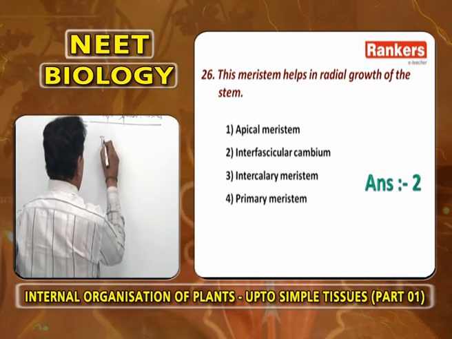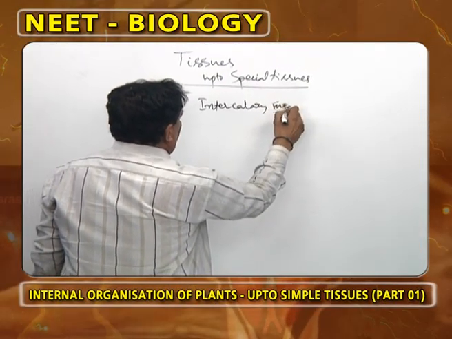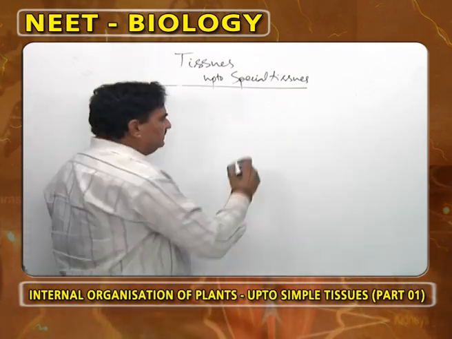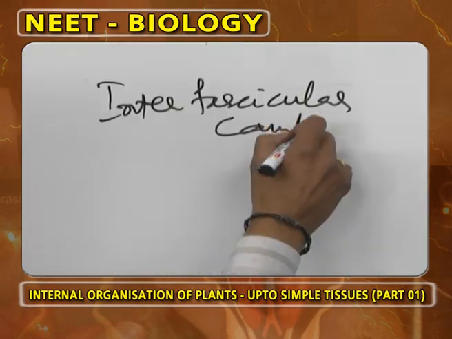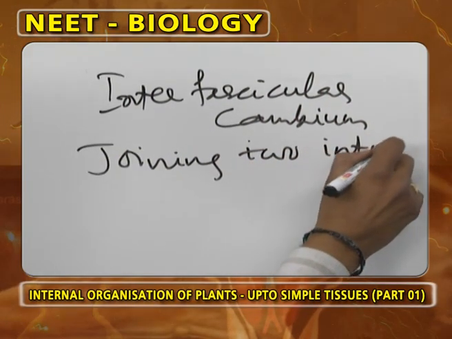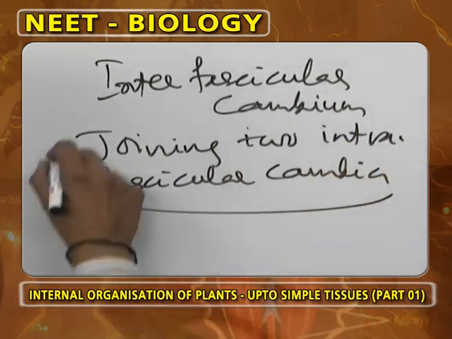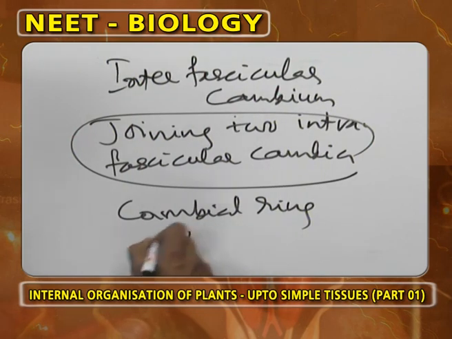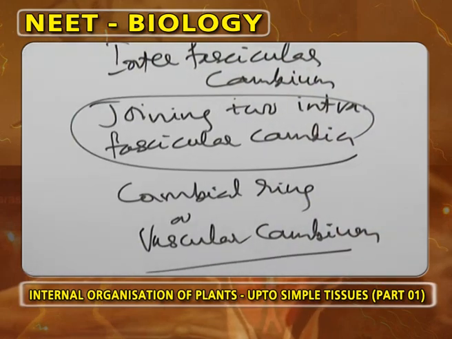Why? Because during secondary growth, from the cells of the medullary ray, a special secondary meristem called interfascicular cambium is formed. The main function of interfascicular cambium is joining to intrafascicular cambia. By joining to intrafascicular cambia, they form a cambial ring or vascular cambium. This cambial ring or vascular cambium helps in secondary growth.